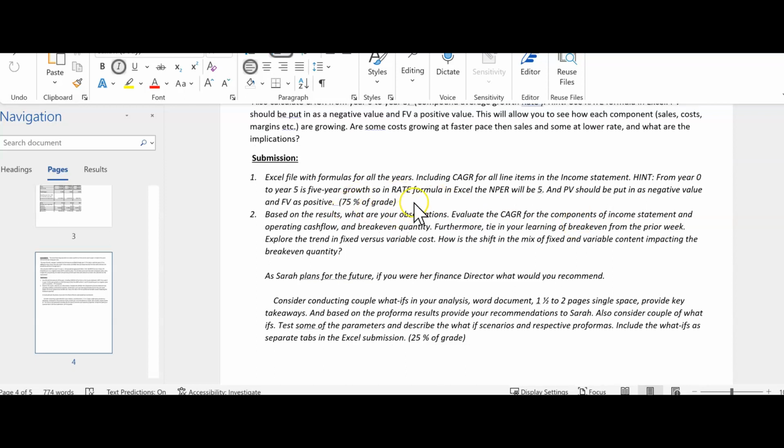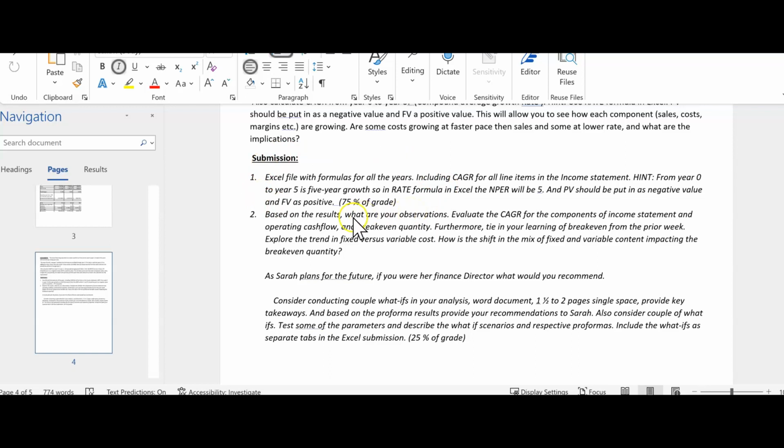That's basically most of your grade, to be able to create a pro forma, which means you know how to apply the formulas based on the assumptions that are provided in the case as far as the growth rate for quantity, price, etc.